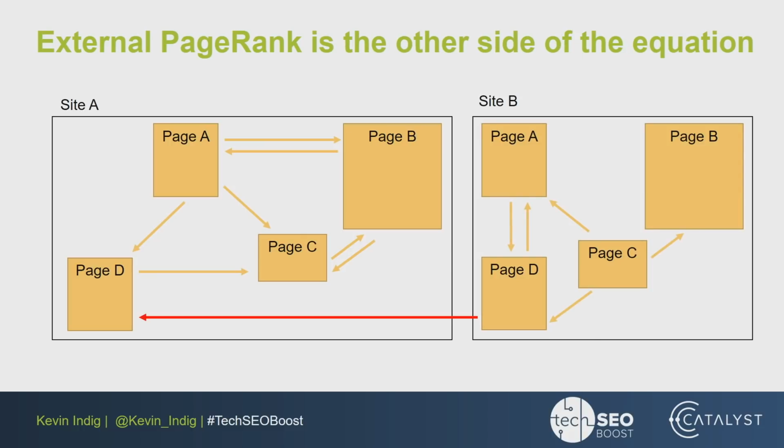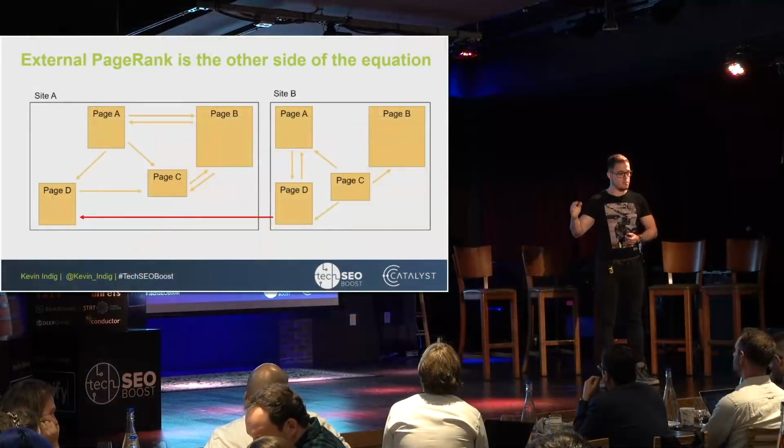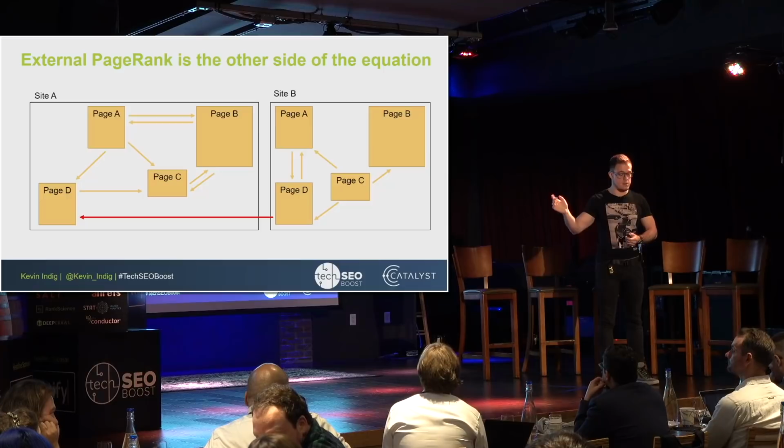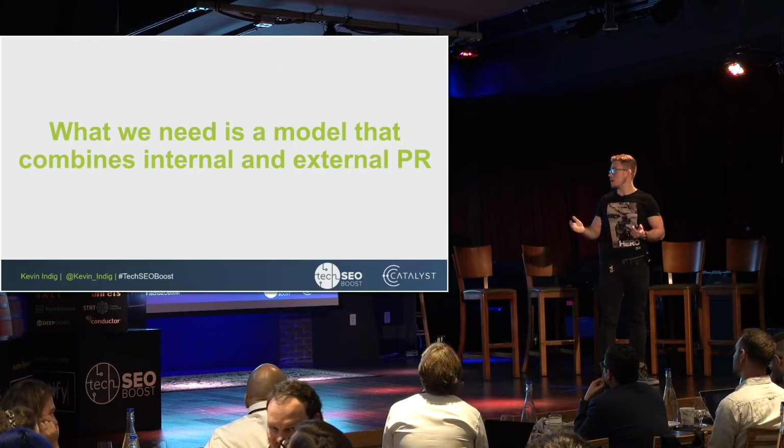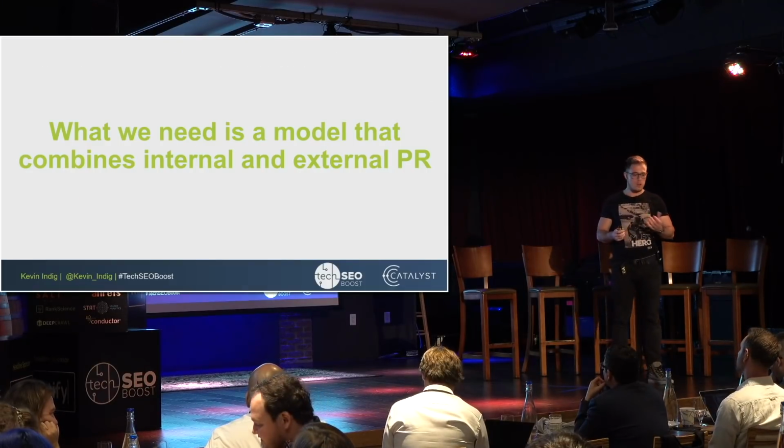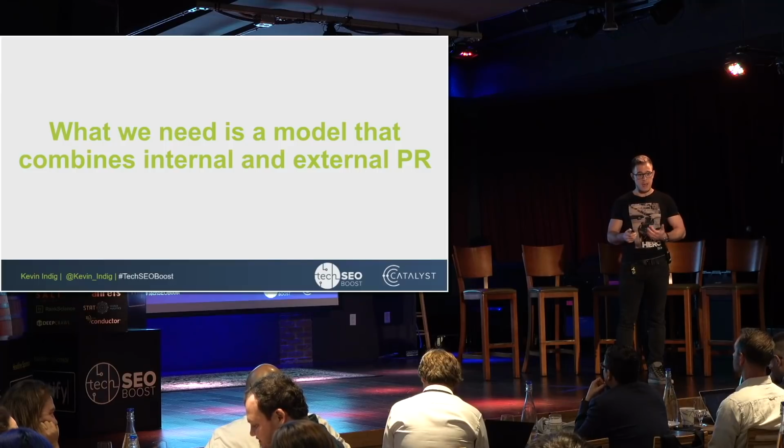The problem is when we add links from other sites to this model, the PageRank value actually changes. This is really important to remember, because it means that the PageRank value that we calculated in the first step might actually be inaccurate, because some of the pages might get very strong backlinks from another site. So this is where we need a model that combines internal links and external links.